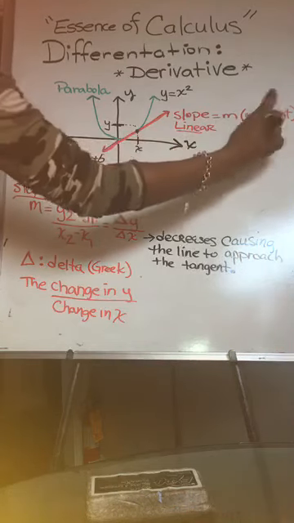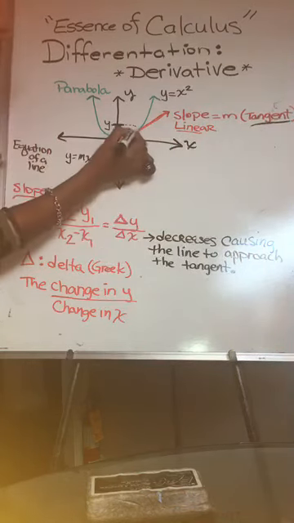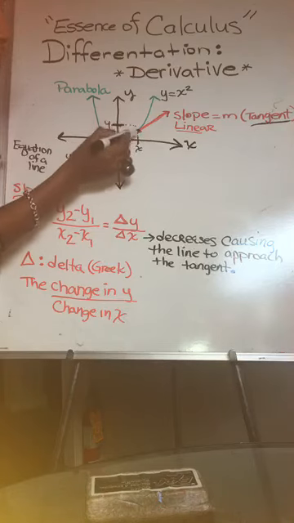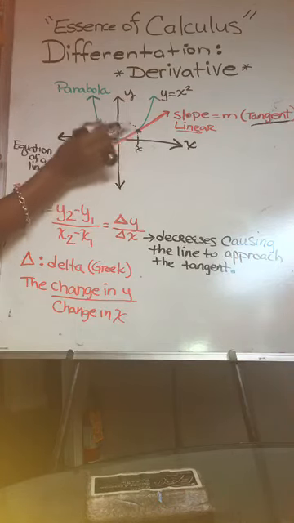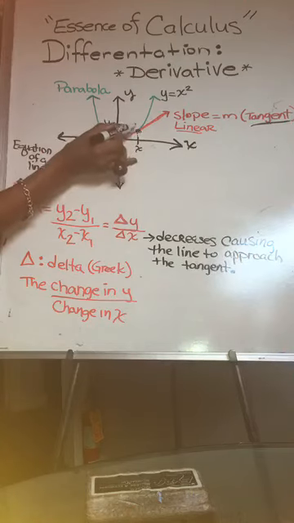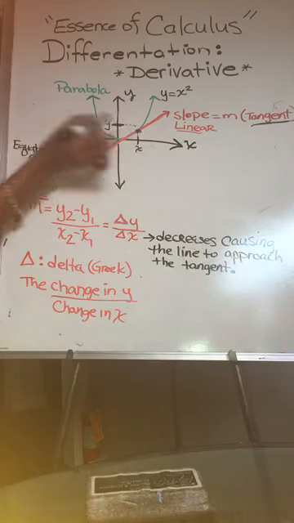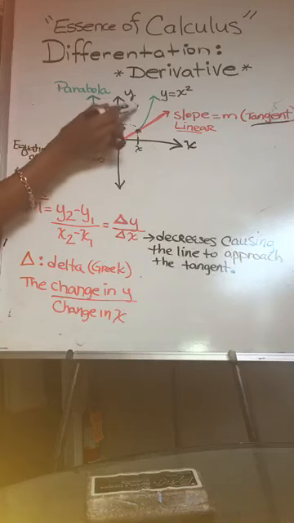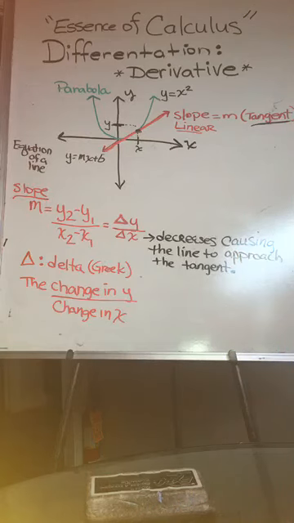And where did I say tangent? Here's our tangent. And tangent means we're right here at the point where the curve, the parabola, meets the exact point on the line between the equation of a line and the parabola. Okay, so that's very, very important.